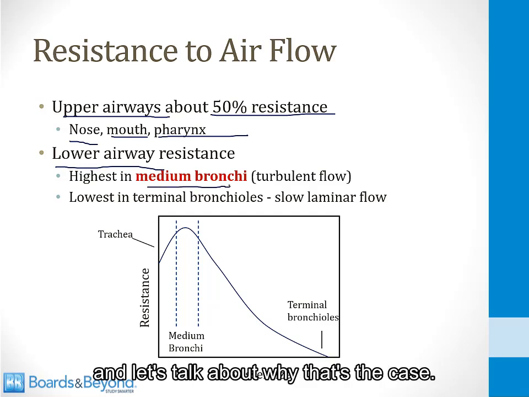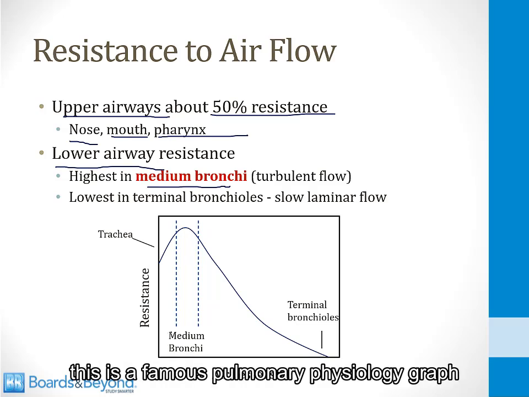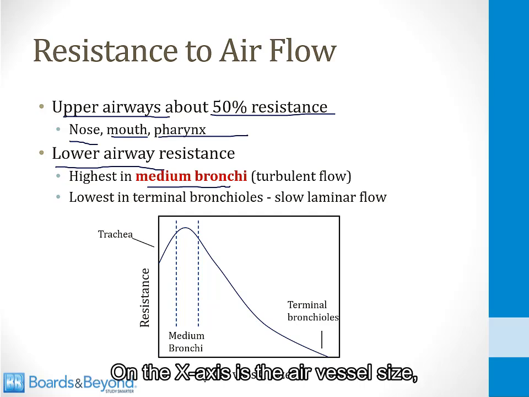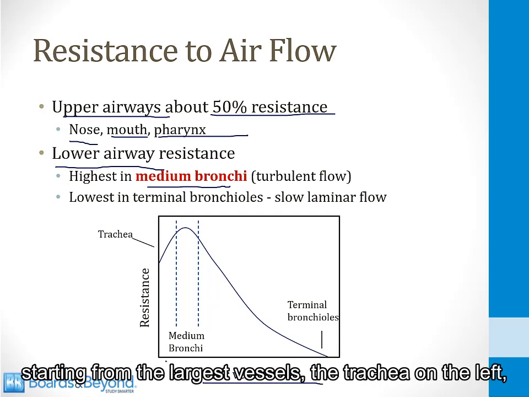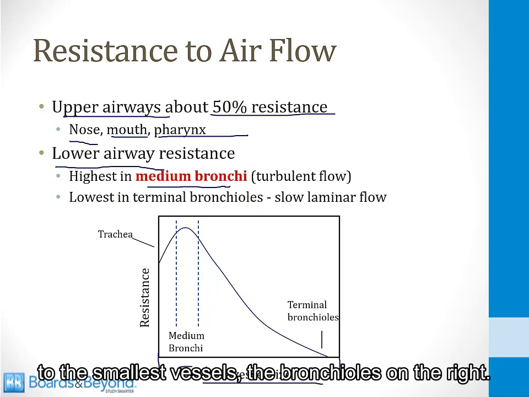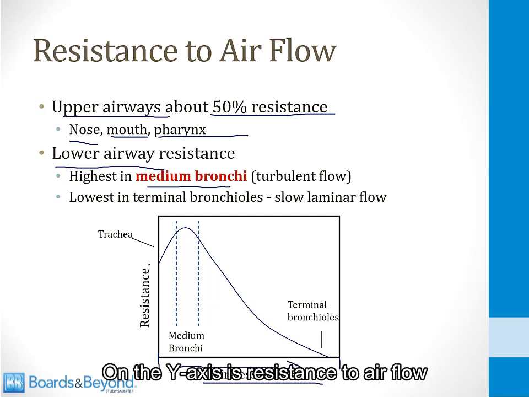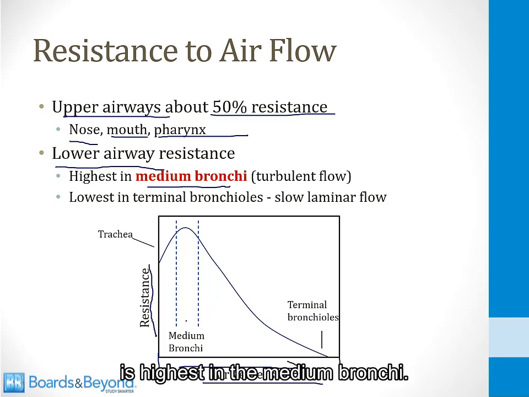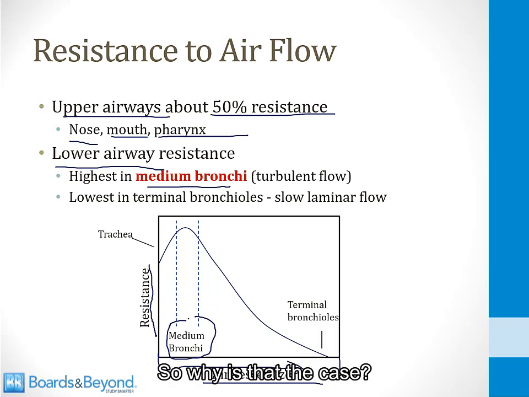If you look at the bottom of the screen, this is a famous pulmonary physiology graph that you'll find in many physiology textbooks. On the x-axis is the air vessel size, starting from the largest vessels, the trachea on the left, to the smallest vessels, the bronchioles on the right. On the y-axis is resistance to airflow, and it turns out that resistance to airflow is highest in the medium bronchi. So why is that the case?